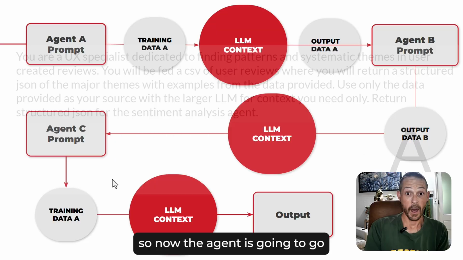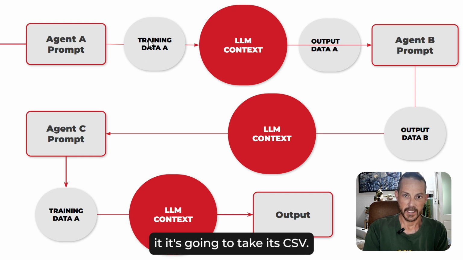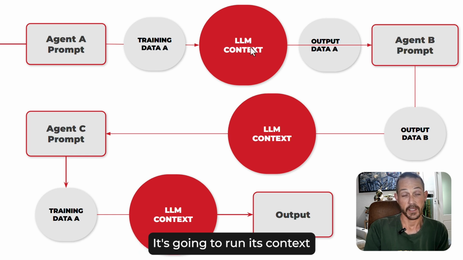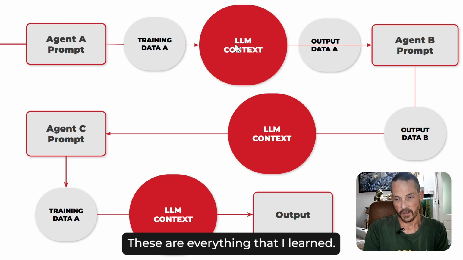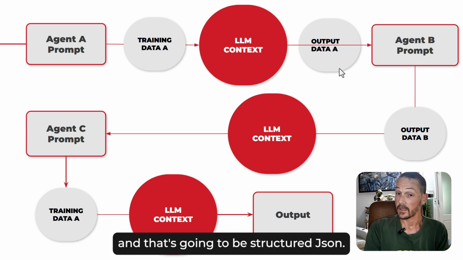Okay. So now the agent's going to go and take its training data, what you just told it. It's going to take its CSV. It's going to do everything that it needs to do, and it's going to come into here. It's going to run its context and say, okay, these are the themes. This is everything that I learned. And then it's going to output that to agent B, and that's going to be structured JSON.